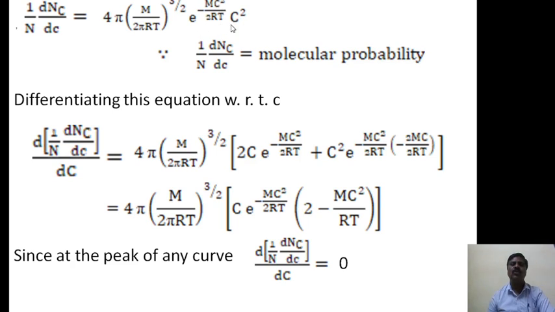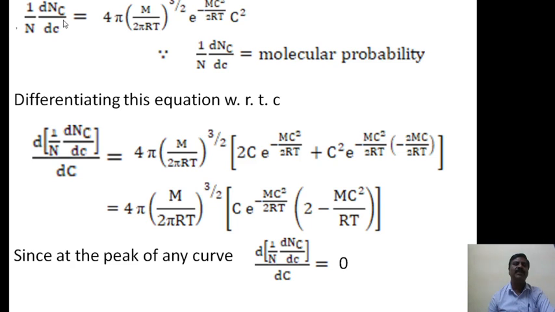Therefore these are the two functions. This is the constant, and these are the two functions. The first function is e to the power of minus mc² divided by 2RT, and c² is the other function. Therefore, differentiating this equation, I can write dy/dx like that.